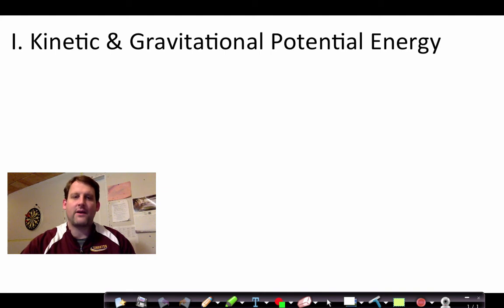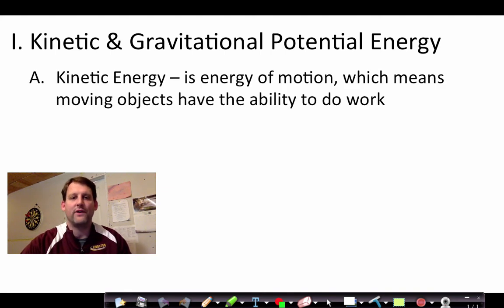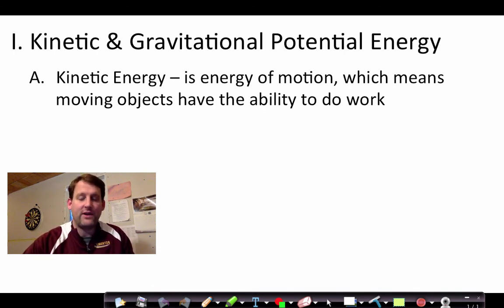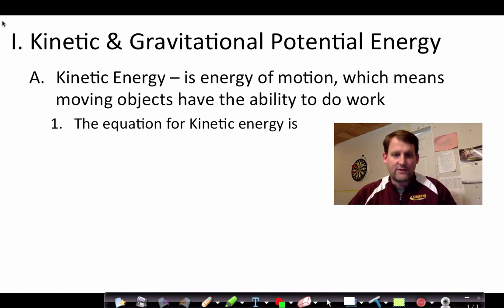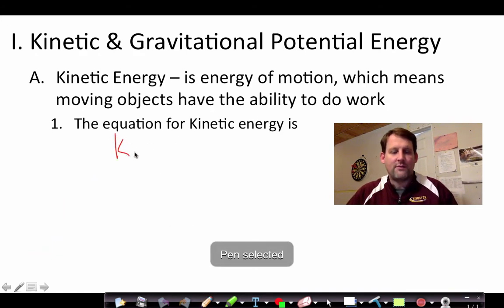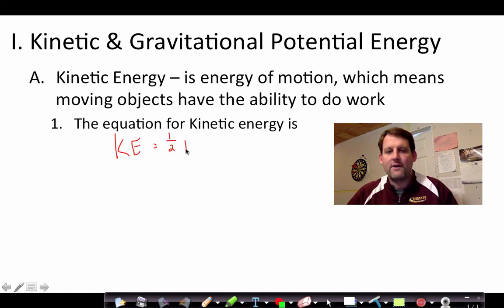First of all, I'll talk about kinetic and gravitational potential energy. We'll move pretty fast through this because this is a review for you guys. Of course, kinetic energy is the energy of motion, which means that all moving objects have the ability to do work, because having energy is the ability to do work. So if you have kinetic energy, you can do work. The equation for kinetic energy is straightforward. You've seen it before. It is KE equals 1/2 mass times velocity squared.